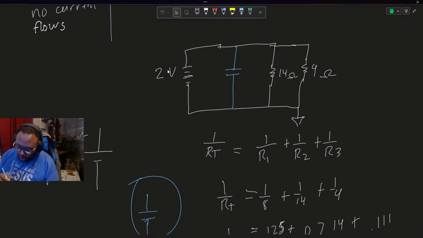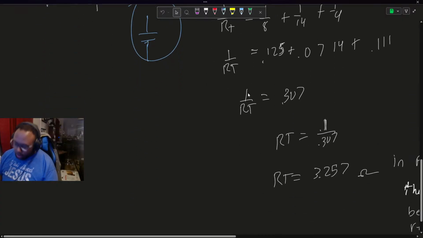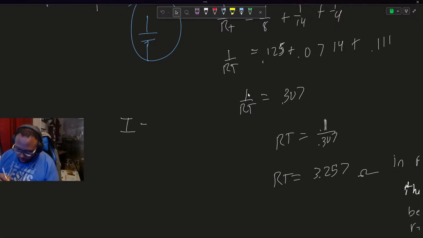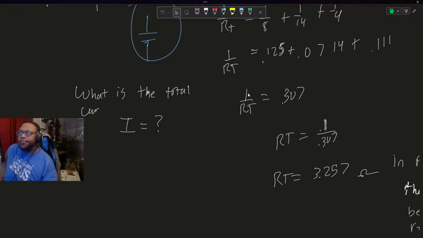So I want the current. Oops, that's a really bad I. I want the current of this circuit. What is the total current of this circuit? Hey YouTube, if you're watching this back in 3.5 years because you're trying to pass your electrical engineering basics class, welcome in. You have 5 seconds to solve, or pause.